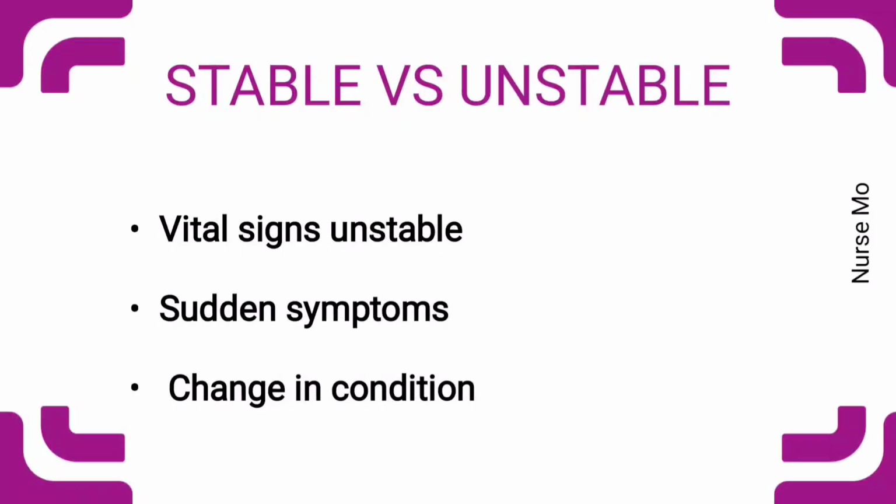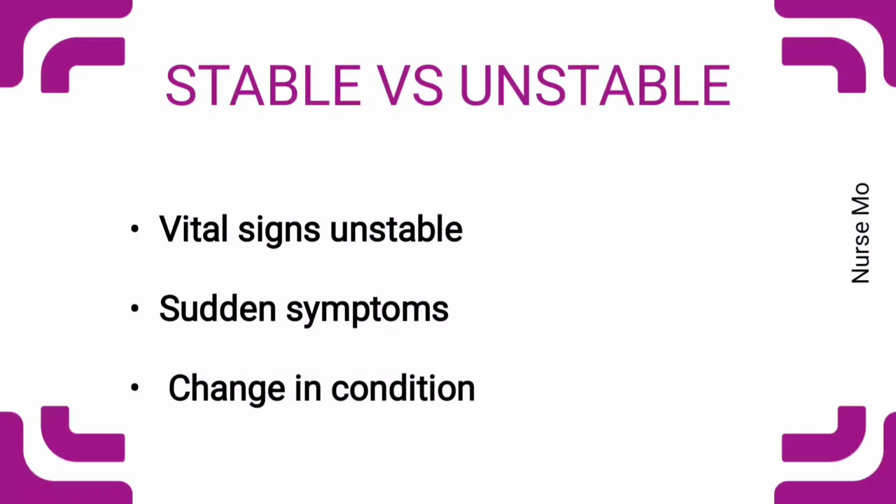Another key strategy in prioritization is determining if a patient is stable or unstable. Now, there are different key factors that might make a patient stable or unstable. NCLEX loves to test this particular concept. Unstable patients have abnormal vital signs, sudden symptoms or rapid changes, and these patients require immediate assessment and immediate intervention, whereas stable patients have expected findings or conditions that are not life-threatening.